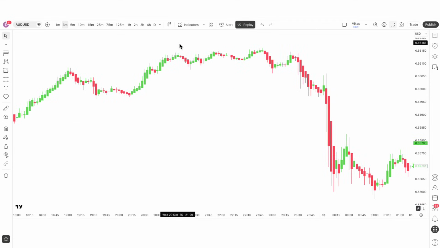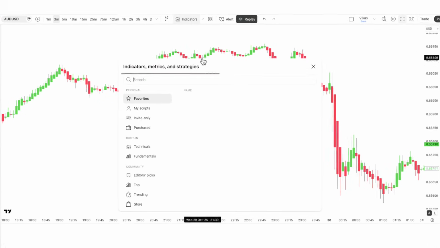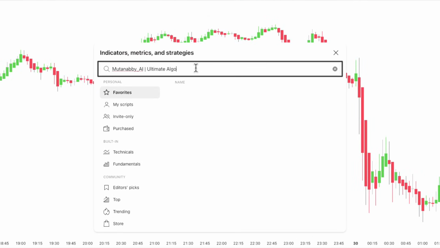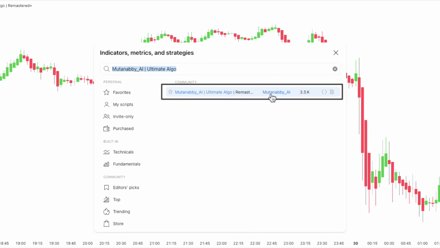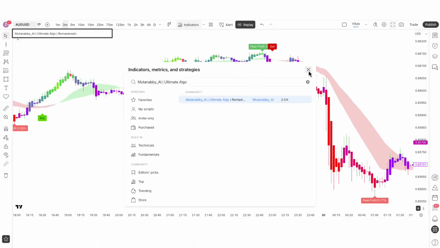And don't sweat the time frame either. Next, you'll want to find those magic indicators. Head over to the Indicators tab and search for the Mutanabe AI Ultimate Algo. Select the indicator made by Mutanabe AI and add it to the chart.